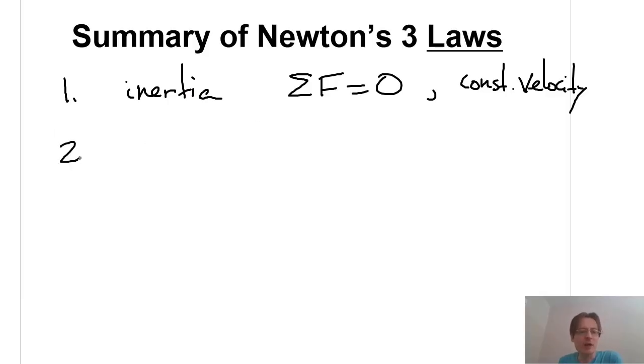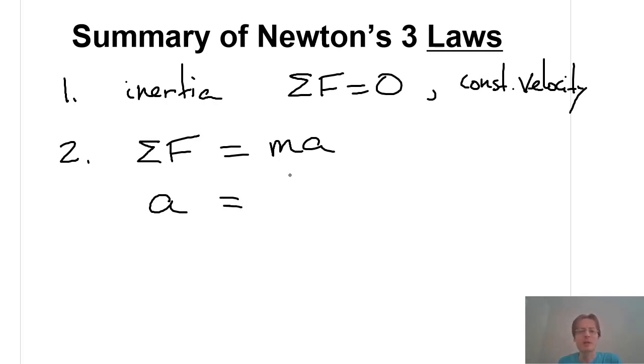The second law is about what happens if there is an unbalanced force on an object. And it says you take the total amount of force that acts on an object, and that's equal to the mass times acceleration. Or to say it another way, the acceleration an object experiences is the total force that acts on it divided by its mass.